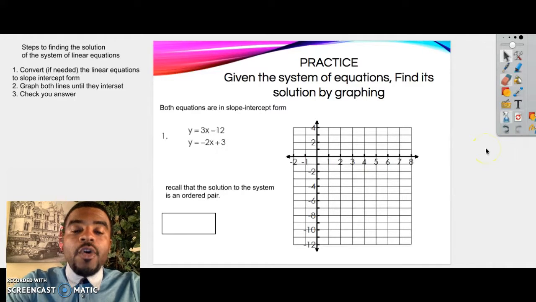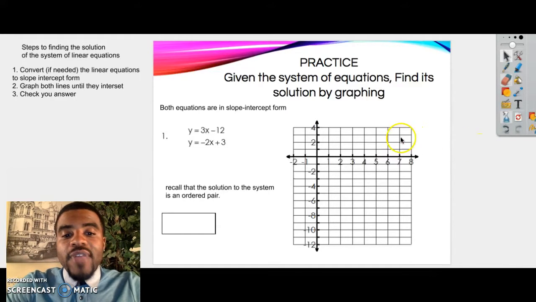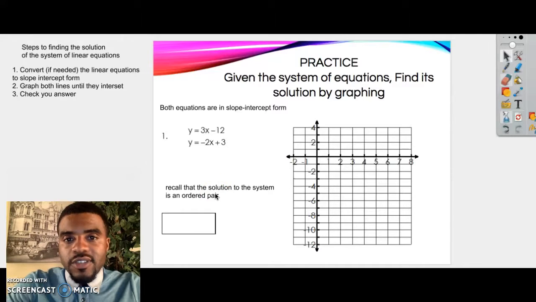All right, so now we're going to do our first practice problem for finding a solution to a linear system. Now, recall that a solution to the system is nothing but an ordered pair. So you have to just graph the lines. We're just giving two equations here. Graph the lines of these two equations, and once we find the intersection, that is a solution.